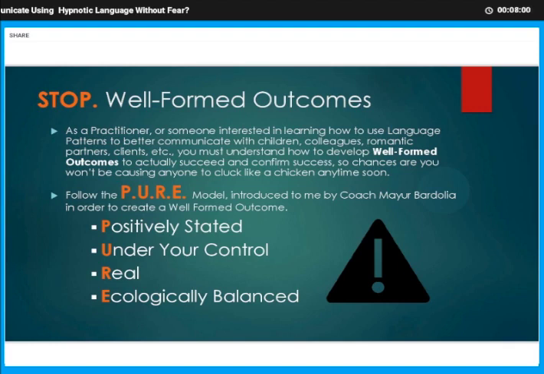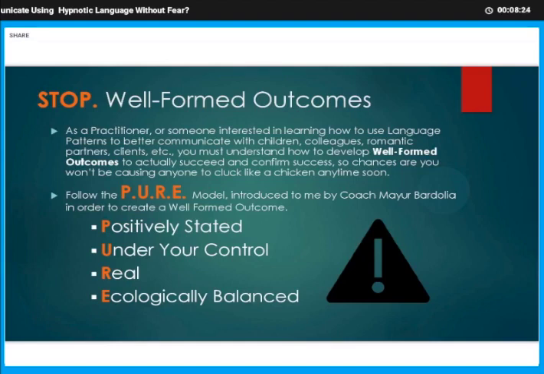I do want to be accepted. I do want my message to be clearly communicated. Those are ways of positively stating something rather than negatively stating it. And it's always under your control. I can't necessarily control the way that others feel about me, but I can control the way that I communicate clearly. So we want to make sure that that's under our control.